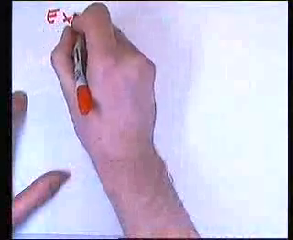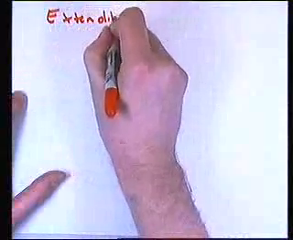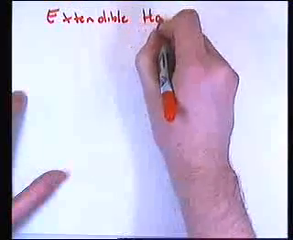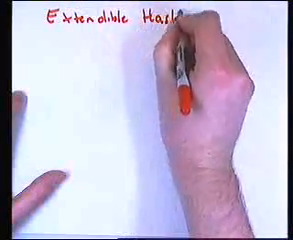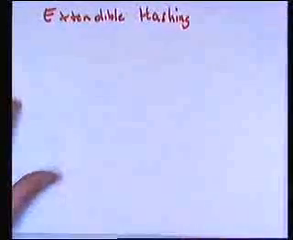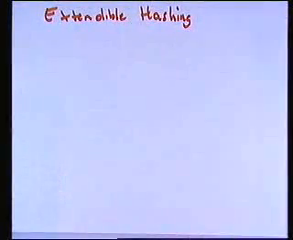What we're now going to start, and we'll sort of finish up the next time, is extendable hashing. And extendable hashing is a little bit different. We still have the same idea of a hash function, but the table was designed to grow more gracefully.